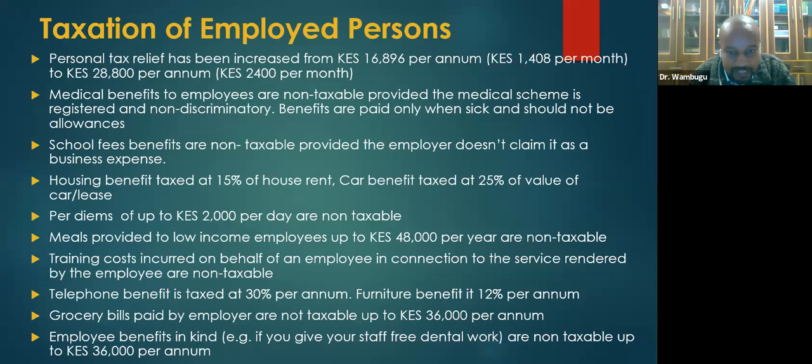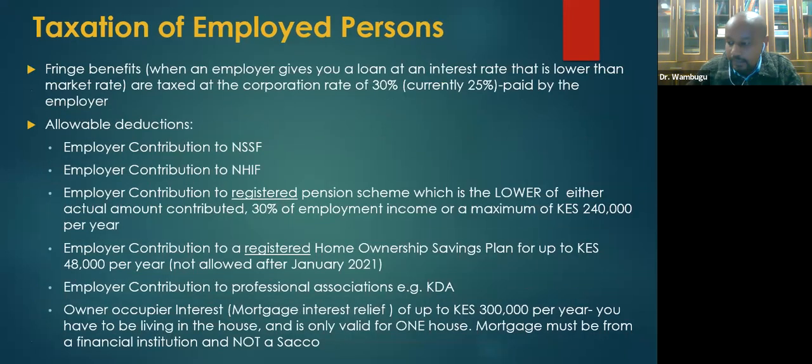Employee benefits in kind. For example, if you do free dental work for your patients, those are benefits in kind. Those are not taxed up to 36,000 shillings every month. Beyond that, your staff have to pay taxes for that. Now, fringe benefits are enjoyed by people.